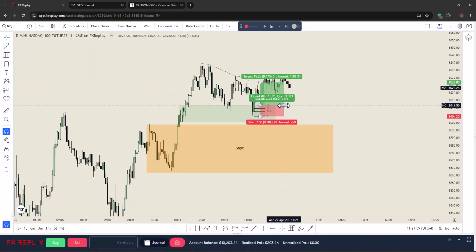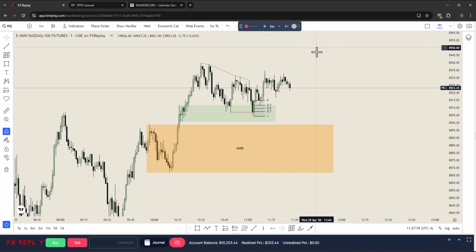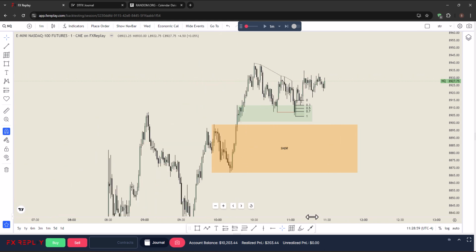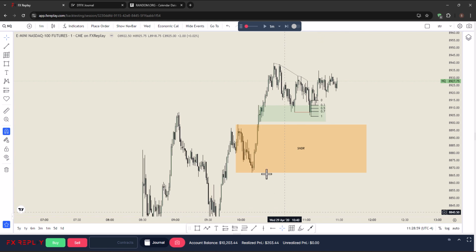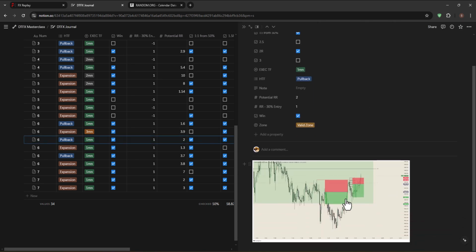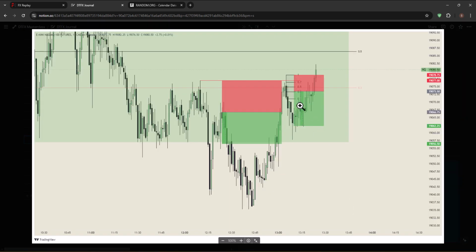So, okay, beautiful 2R. Oh, I can see that there is a sweep on the upside and we have that model, but I don't like to take pullbacks. When I take pullbacks, let me show you an example of a pullback trade, right? So let's pull this one right here. It would be this one, right?